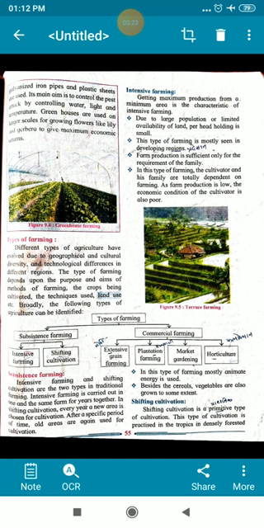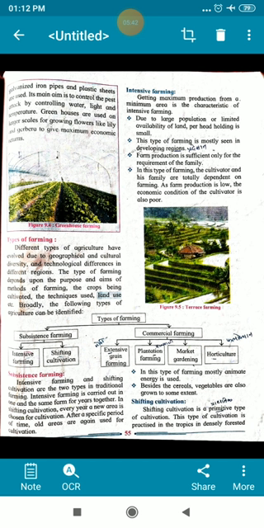Yes or no? If we are using the same land, the same area again and again for cultivation, that means a very limited area is used. And from that limited area we are trying to get maximum production. So that is the special characteristic of this intensive farming.